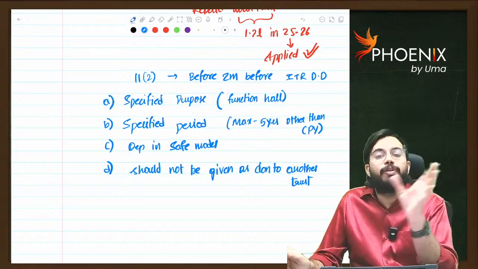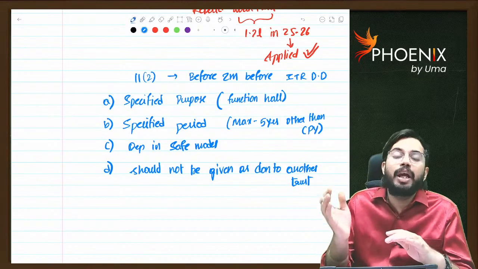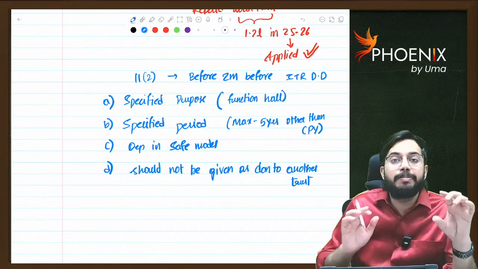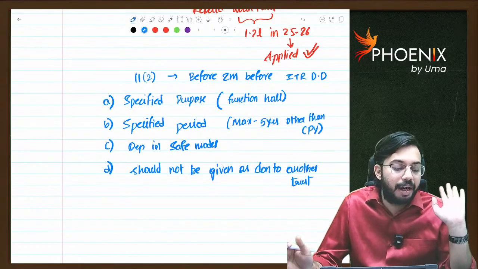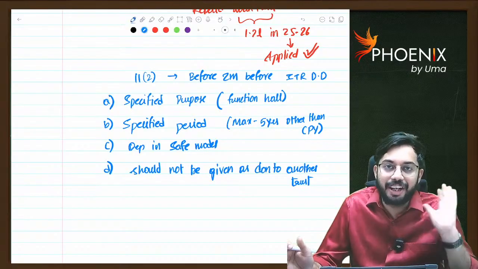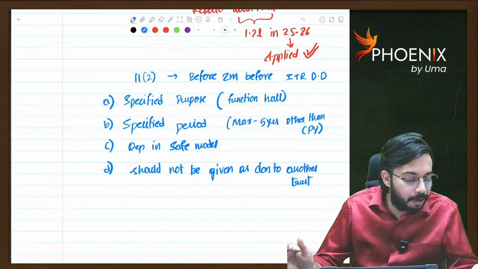If all these four conditions are satisfied, then you can accumulate the money for the specific purpose for the specified period, and whatever money you have accumulated, you can claim as deduction. Are you able to understand? So I hope you are all following.